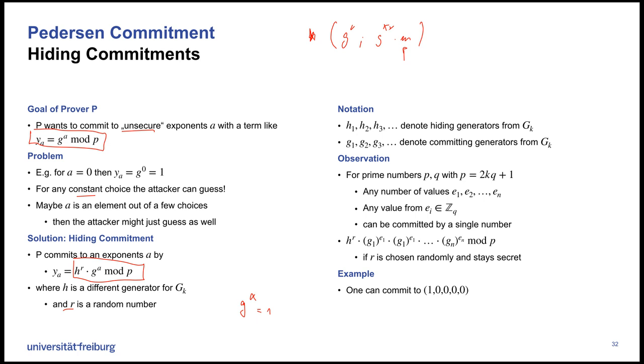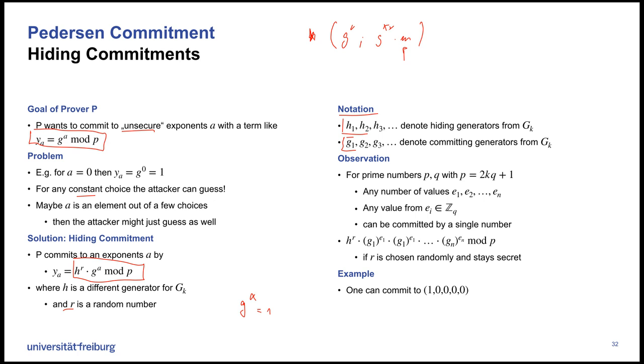So this is the hiding commitment, because h is now the hiding generator. It hides the information, and this is the notation that we use. So we have h1, h2, and so on. These are the hiding generators, and g are now the committing generators. Basically, we ignore the information in h. So we don't look at h, what it does, and how it helps.